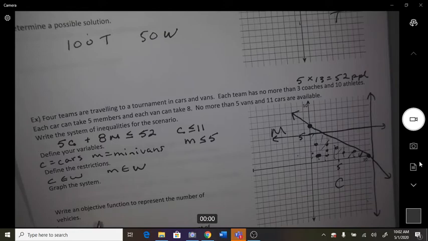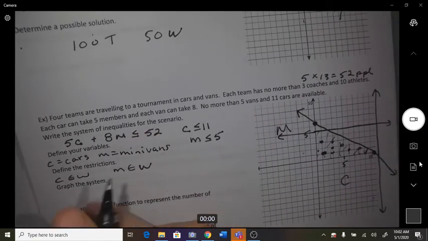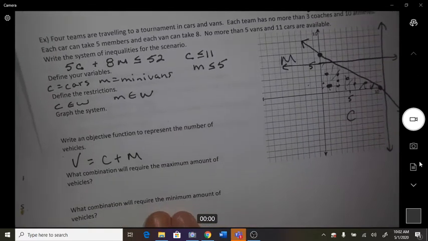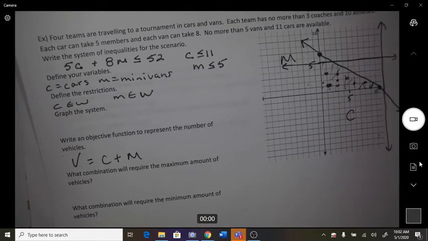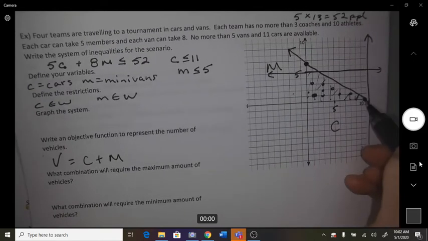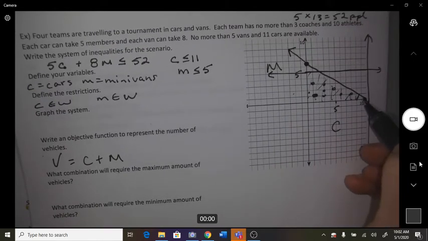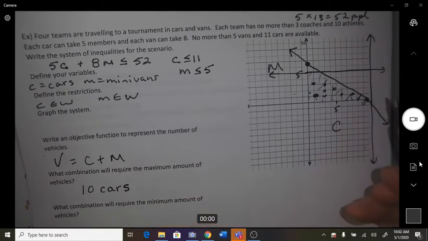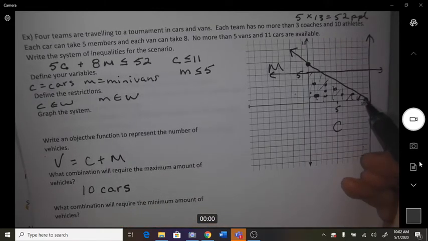Okay, write an objective function. So our objective function is that we're trying to figure out the number of vehicles to take. So vehicles equals cars plus minivans. What combination will require the maximum amount of vehicles? So the maximum amount of vehicles would be that you're going to take 10 cars. Okay, and that's fitting 52 people.